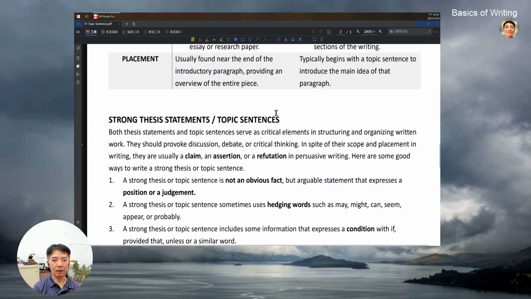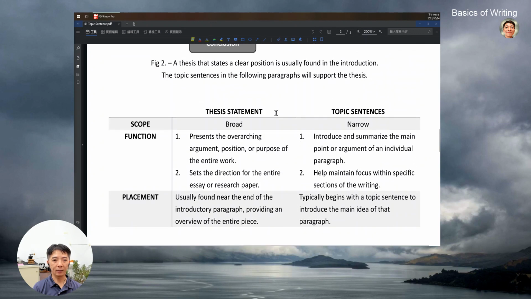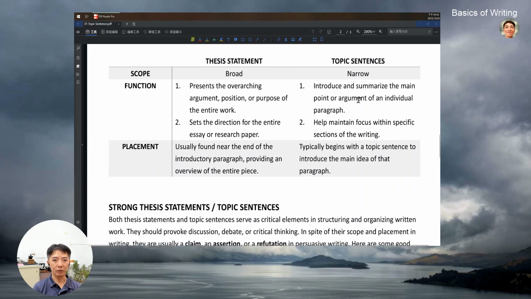Okay, so finally, you can take a look at this chart to understand the differences. I think this is not that difficult, so you can read this part yourself. Functions means how the element serves in writing. Placement means where you can find it in the article.